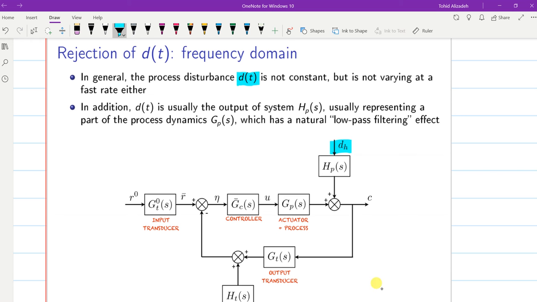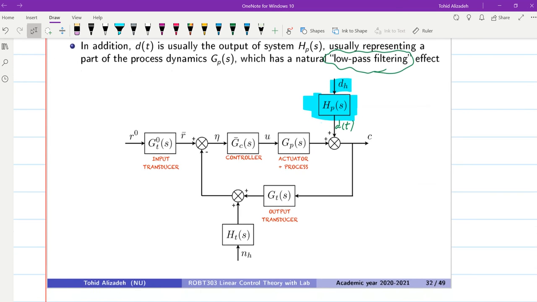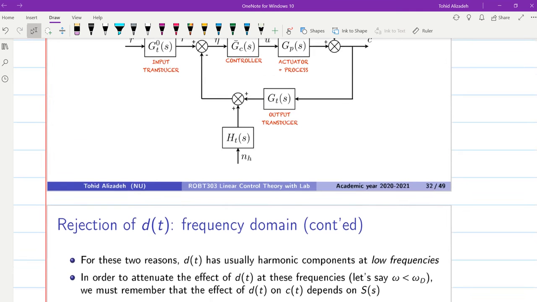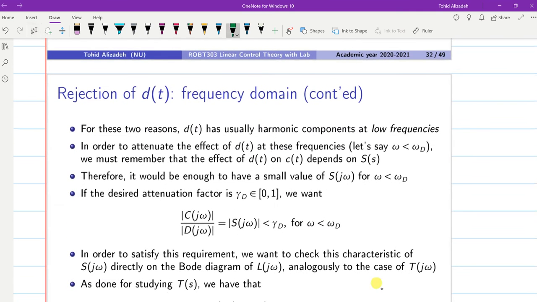In addition, we also have d of t as the output of a system, which we call H_p of s, and it represents a part of the process dynamics, G_p and H_p usually has a low-pass filtering effect. As a result, what we get as the output of H_p of s, which is d of t, the disturbance signal, usually has harmonic components at low frequencies. So when we discuss the disturbance, usually we consider low frequencies.